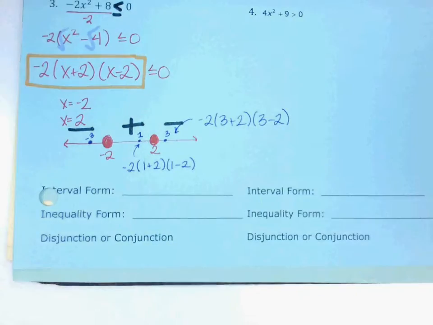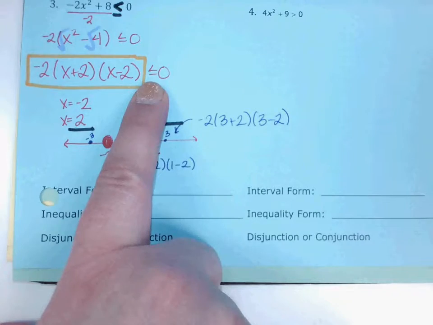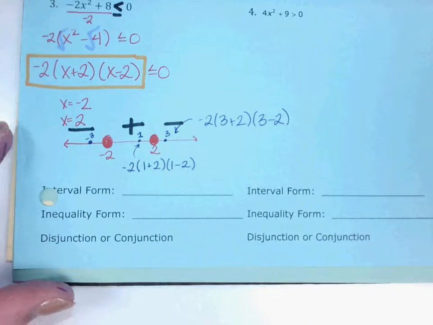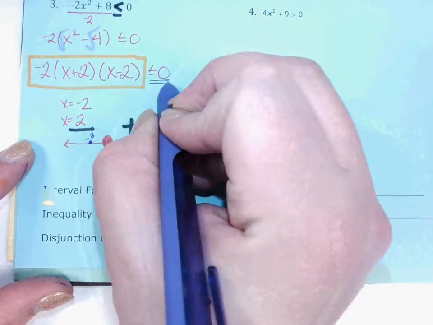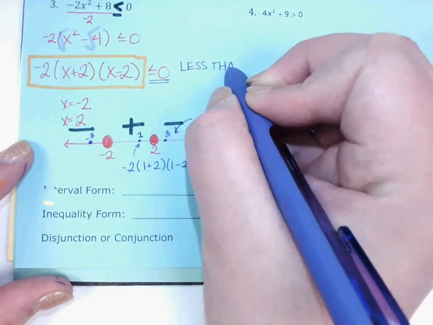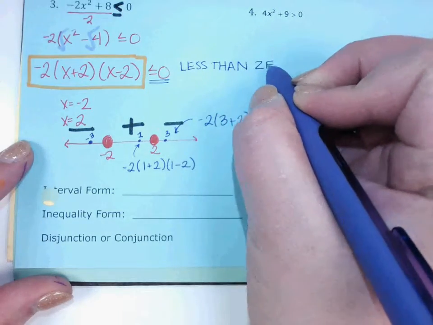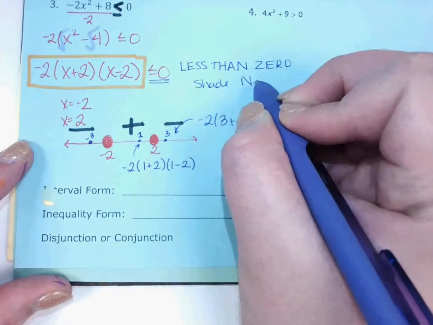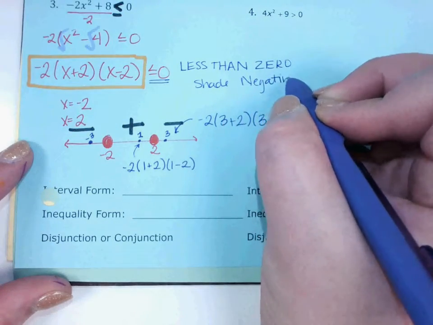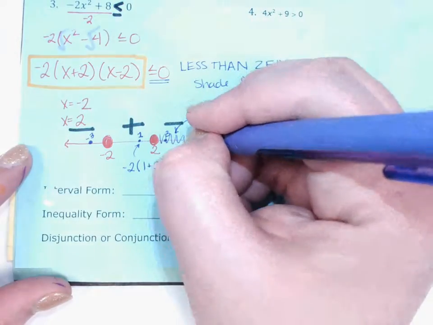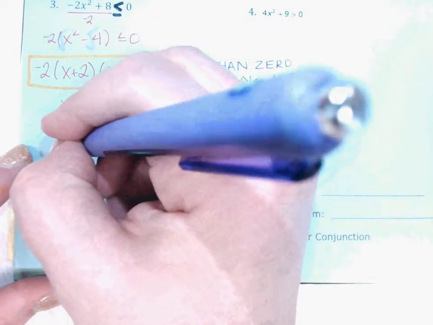From there, I want a less than or equal to 0. Where are we shading for a less than? Very good. So remember, that means less than 0. And remember, less than 0, we shade the negatives. So I would be shading all this over here, and then all this over here.